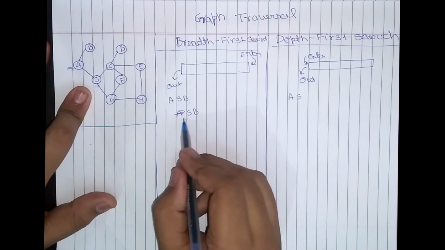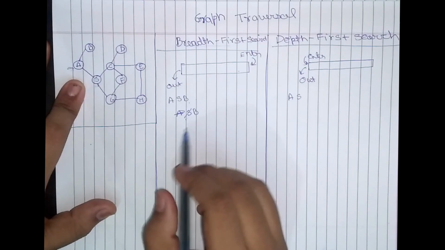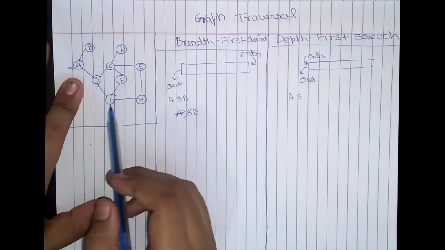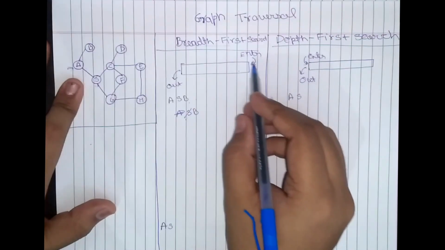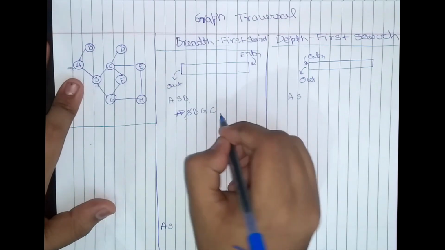Okay, we have seen S. So we mark S here and pop it out. And for S, we see what the children of S are. S has children such as G and C. So G and C will come from the back. G came here and then C came here.